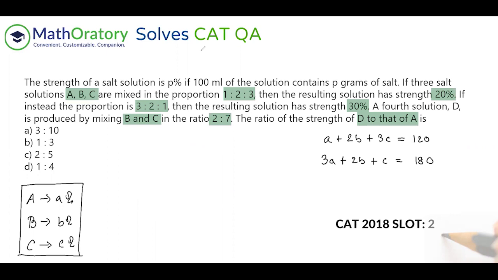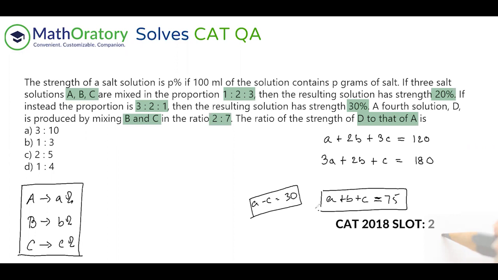Now, what can we get from this? If I add these two, I get A plus B plus C: 4A plus 4B plus 4C, that is 300. So A plus B plus C is 75. And if I subtract the two, I get 2A minus 2C. So A minus C is equal to 60 by 2, that is 30. So these two I can figure out.